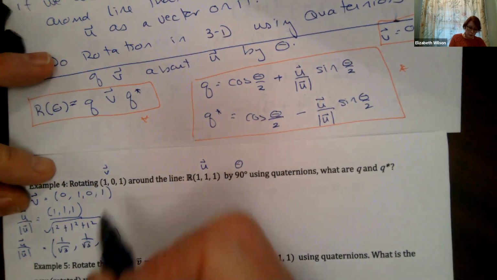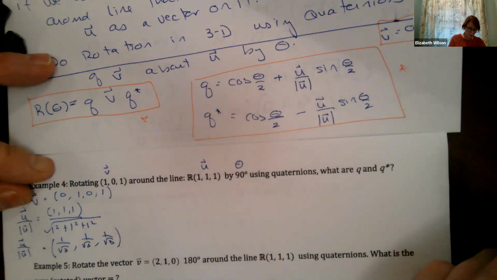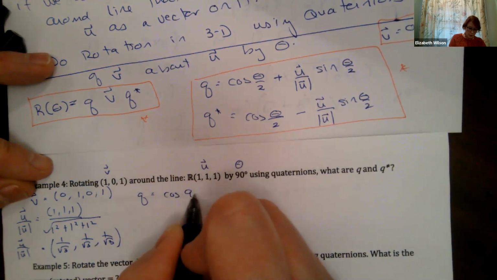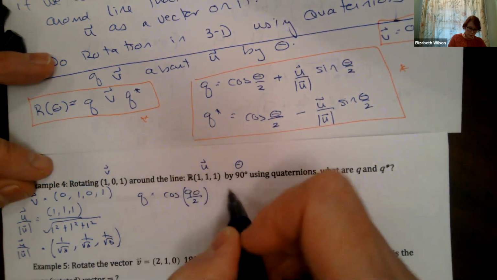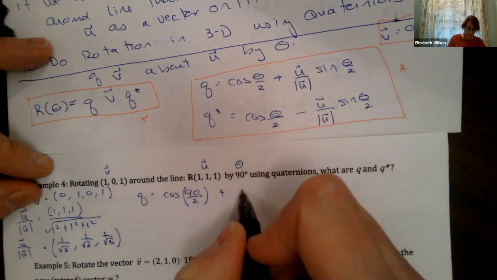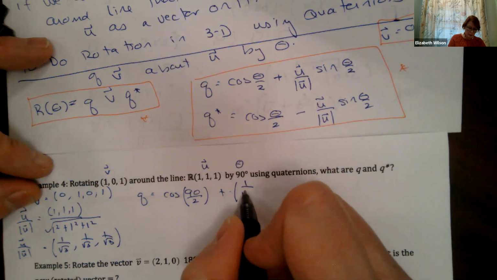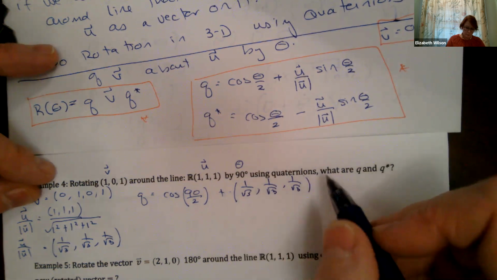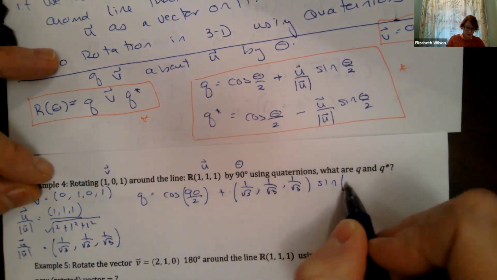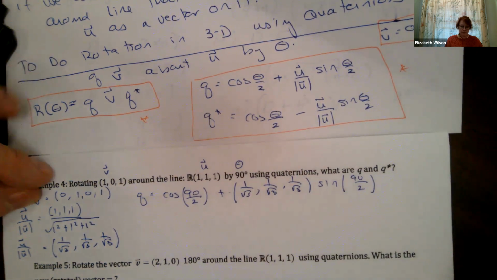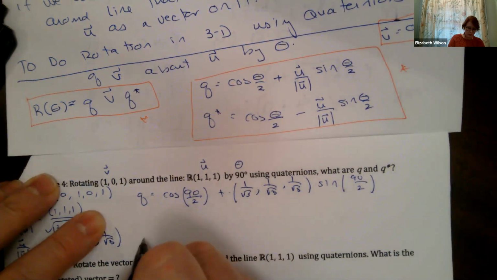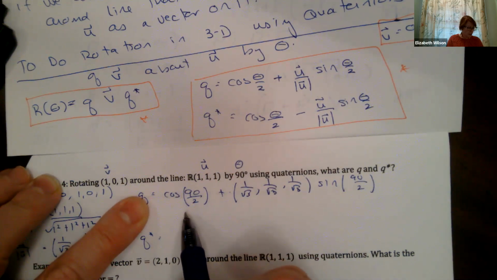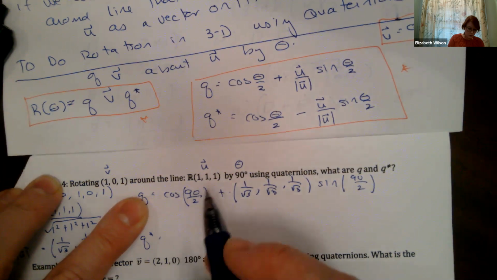Okay, so we're going to put these into our Q and our Q star equations. So Q is going to be cosine of 90 degrees divided by 2 plus my U over U magnitude, my unit vector, 1 over radical 3, 1 over radical 3, 1 over radical 3, times sine of 90 over 2. My Q star is going to be the same thing, but subtract. So let's do this. Cosine of 90 over 2 is cosine of 45, which is radical 2 over 2.